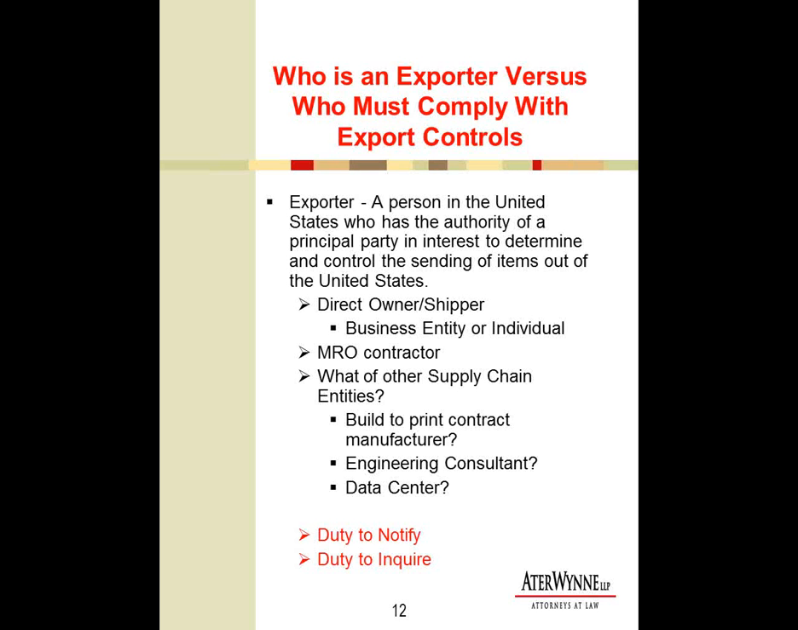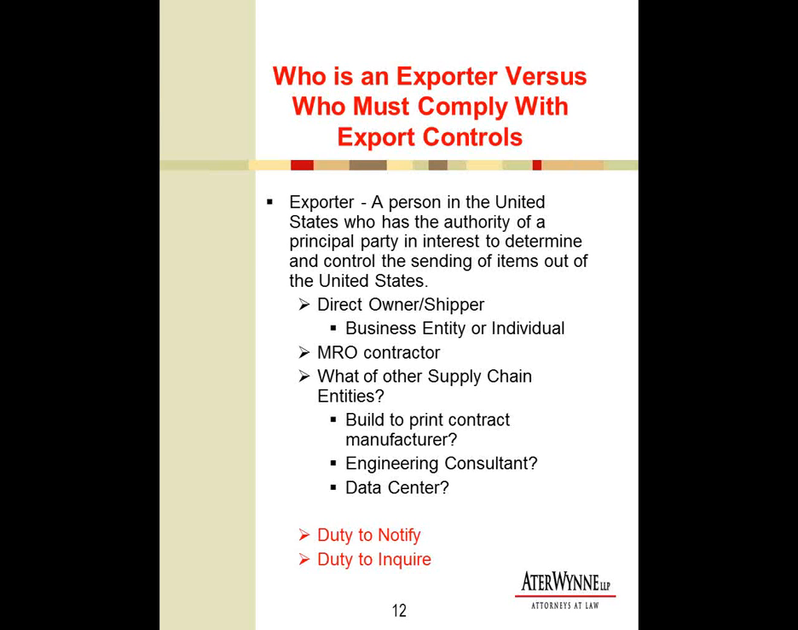So let's move on to a favorite topic for many companies, which is who's an exporter versus who must comply with U.S. export controls. Now, an exporter is fairly simple. A person in the United States who has the authority of a principal party in interest, a term taken by the export regulations from the customs regulations, and that person and that entity determines the control of sending of those items outside the United States.